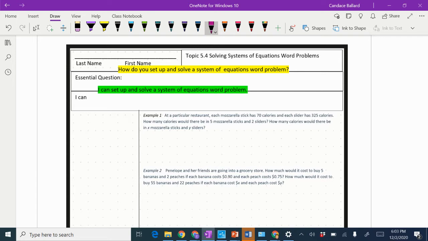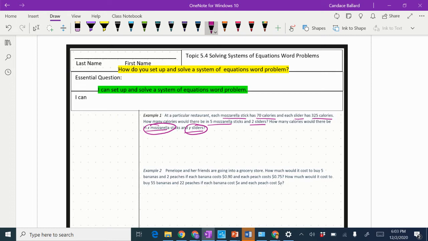At a particular restaurant, each mozzarella stick has 70 calories and each slider has 325 calories. How many calories would there be in 5 mozzarella sticks and 2 sliders? And how many calories would there be in X mozzarella sticks and Y sliders? So they just told us that mozzarella sticks are X and Y is sliders. So we're not quite solving a system yet, but we're getting there.